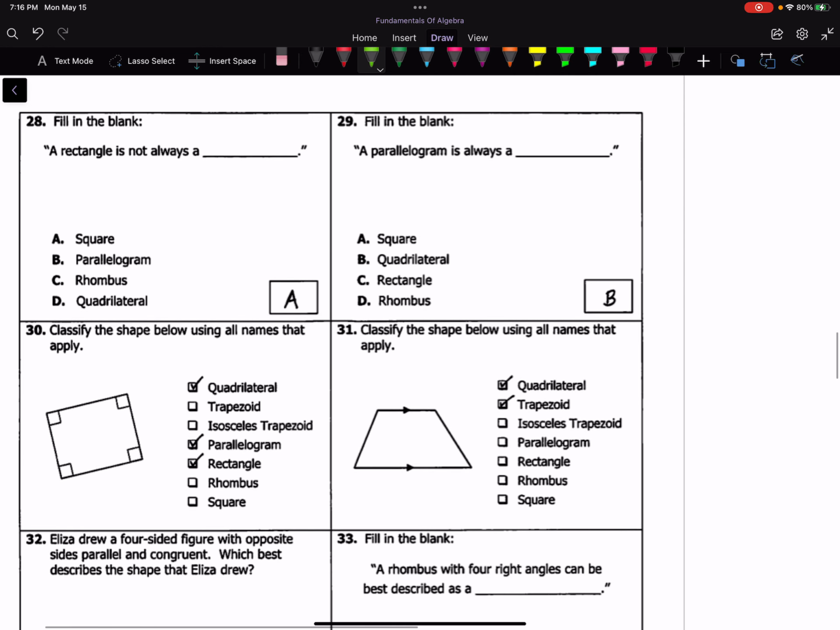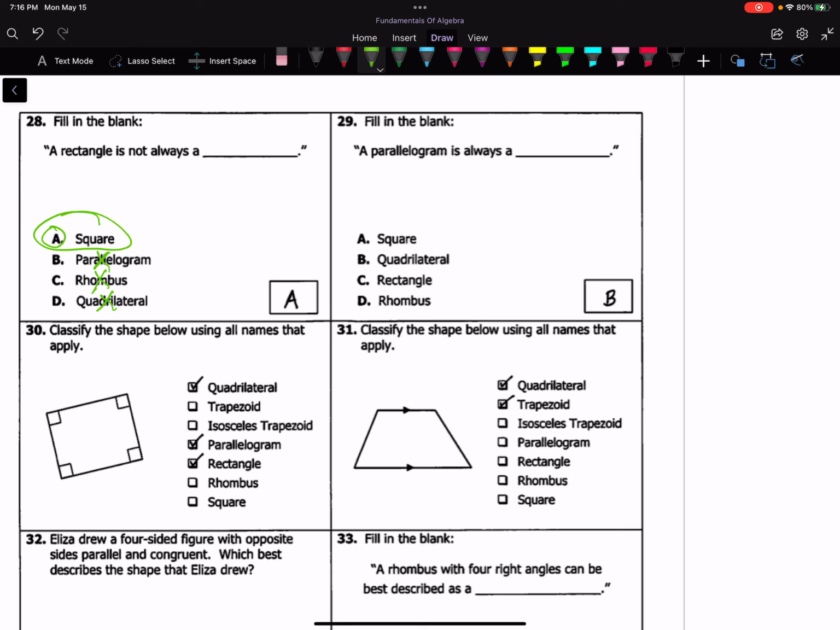Fill in the blank. A rectangle is not always a square, but a square is always a rectangle. A rectangle is never a parallelogram. I take that back. It is sometimes a parallelogram, but a parallelogram can still exist and not be a rectangle. So a rectangle is not always a parallelogram. It is always a parallelogram. A rhombus is a slanted square, so it can't be a rectangle. And a quadrilateral can be many different things. So the only answer here is A.